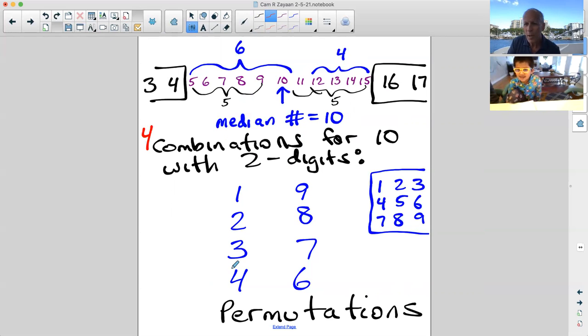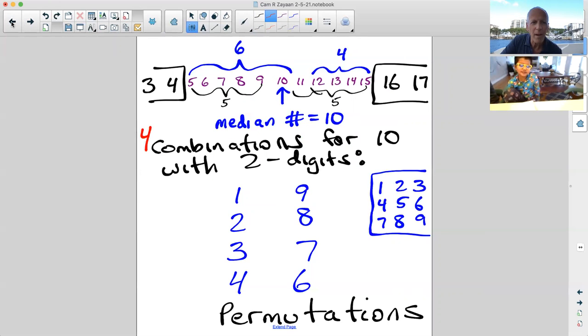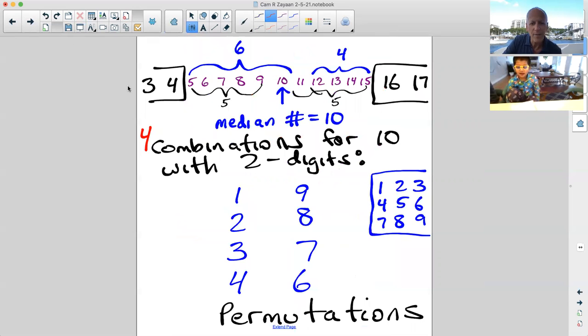What's the permutations again? Remember, let's look at it. For the combination 1, 2, there were two permutations: 1, 2 and 2, 1. There could be two permutations for the other ones on the other page, but it just won't work.